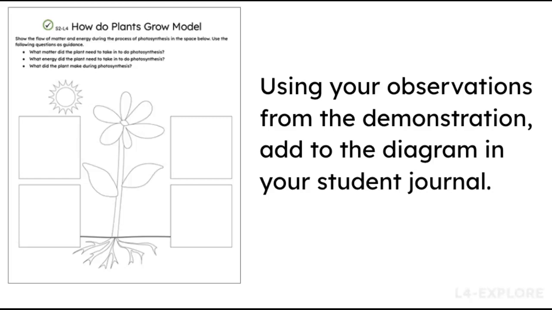You'll then have students use the How Do Plants Grow model student journal page to add to the diagram following the model of how matter and energy move in a plant. Then you'll divide students into pairs to answer the question on the second page of the How Do Plants Grow model student journal page. Students should just record their initial ideas at this point. They will have a chance to revise the responses later in this lesson.